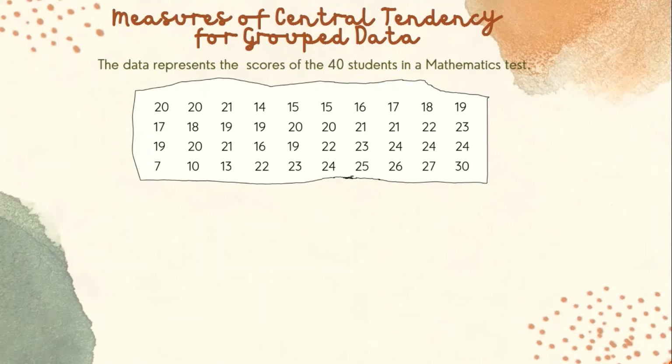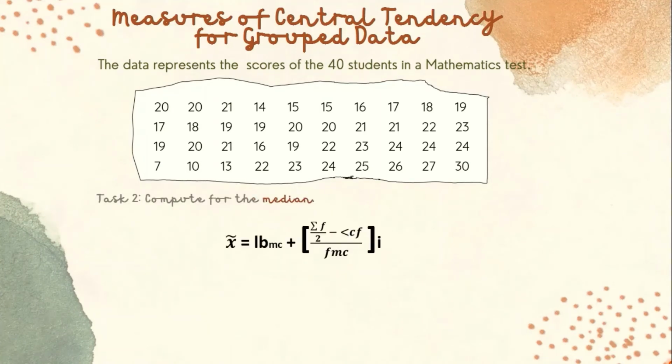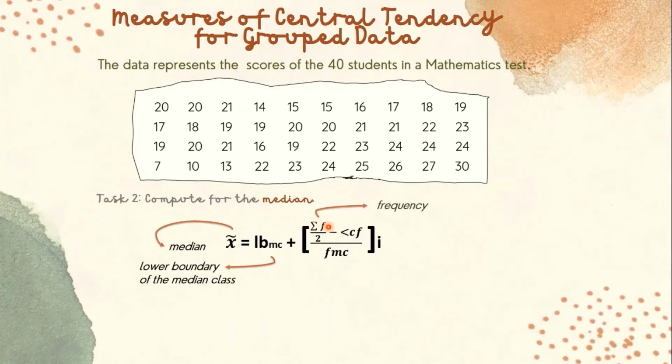Next measure of central tendency for grouped data, we need to compute for the median. This is the formula for the median. Where X stands for the median, LB subscript MC refers to the lower boundary of the median class. Added to, F here stands for the frequency. This is sigma notation. 2 is a constant.